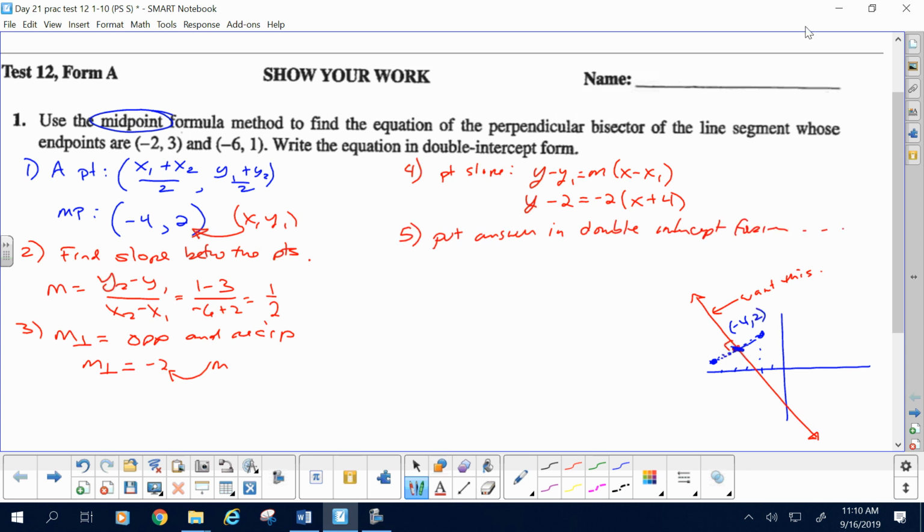Double intercept form. This is what double intercept form looks like: x over a plus y over b equals 1.